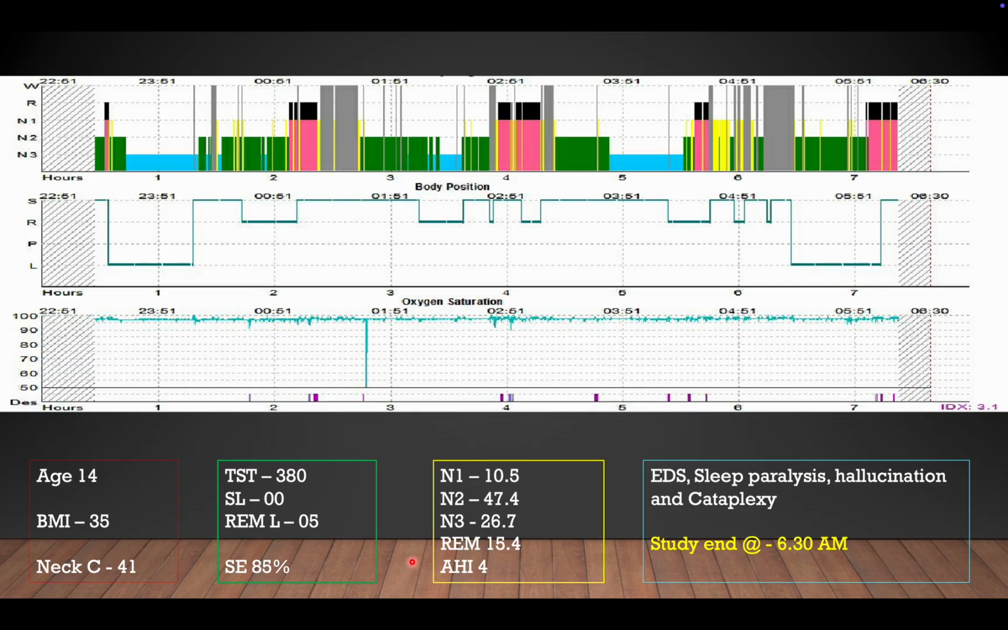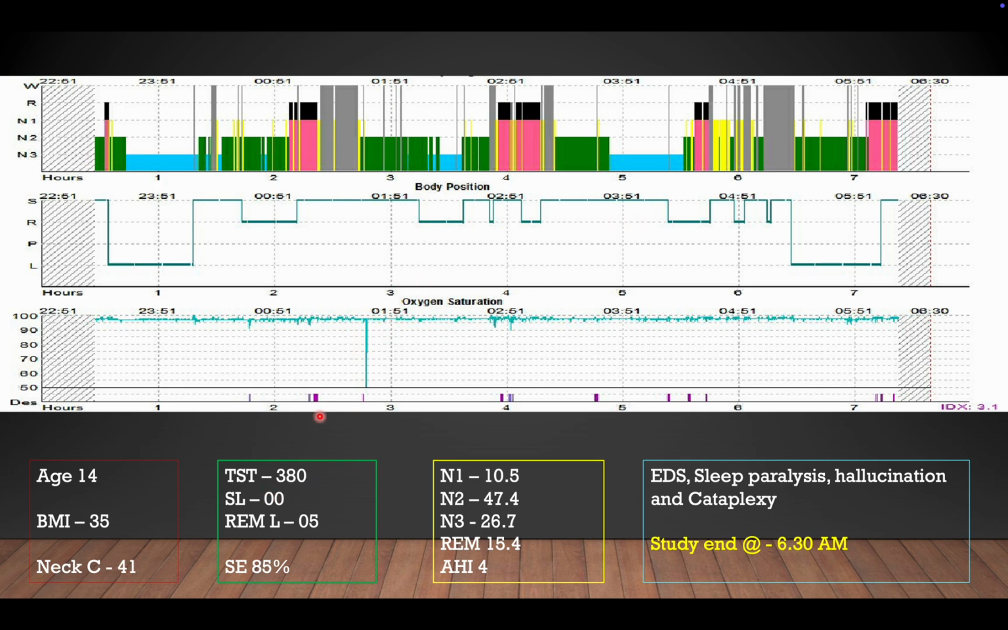Let's review a patient MSLT. Now you can see this is the nocturnal PSG hypnogram. You can see these are the REM sleep, yellow is N1, green is N2, and blue is N3 sleep. We can see that the patient was sleepy from lights out itself, and there is a REM sleep onset. This patient is 14 years old with a BMI of 35, neck circumference of 41.